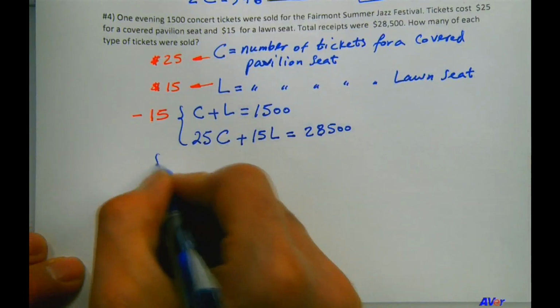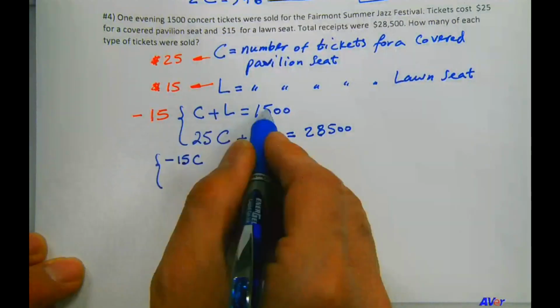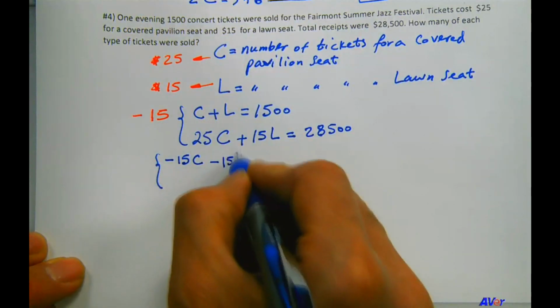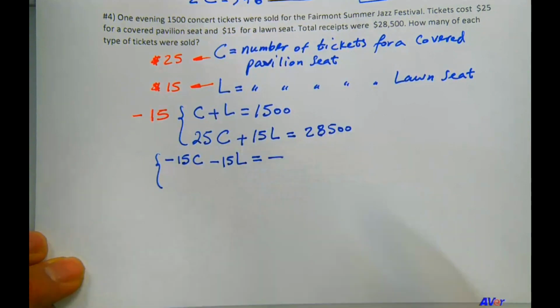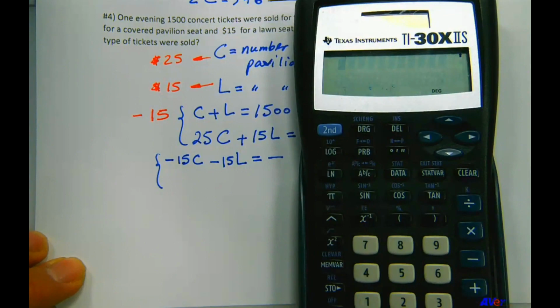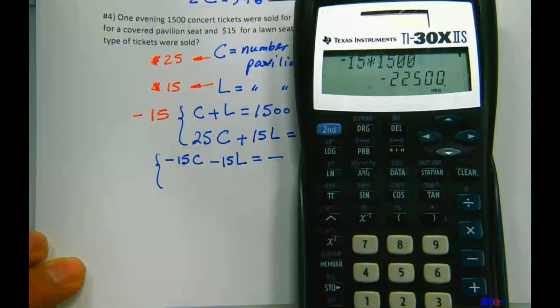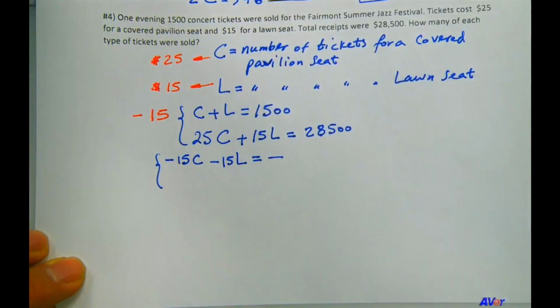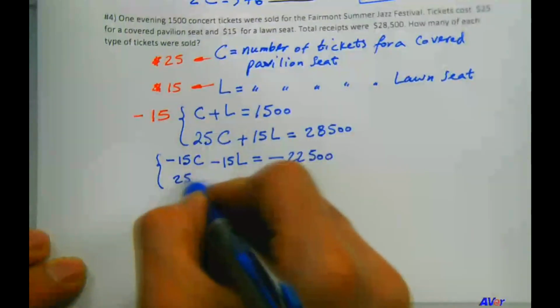So what do we have then? We have minus 15C, right? We're distributing this to everything. Minus 15L equals minus 15 times 1500. Let's figure out what that quantity is. Minus 15 times 1500, we get minus 22,500. The bottom equation stays the same.